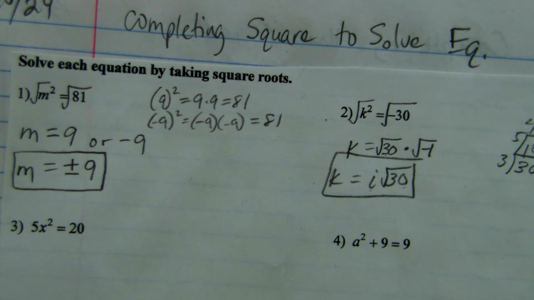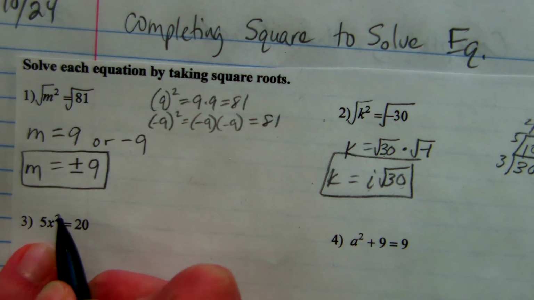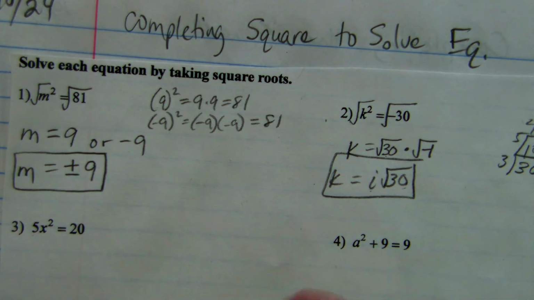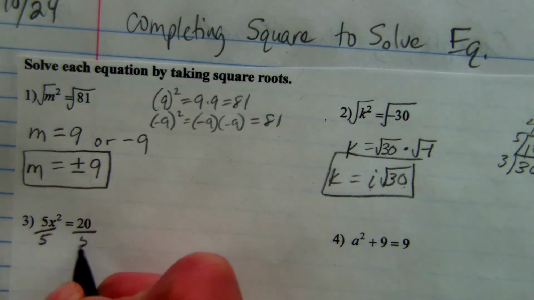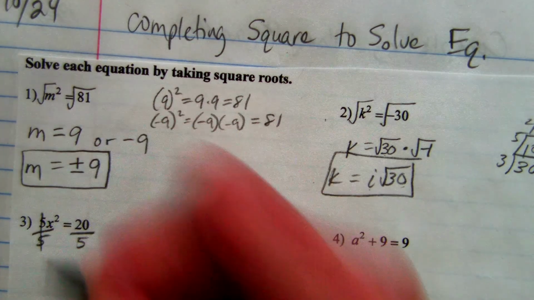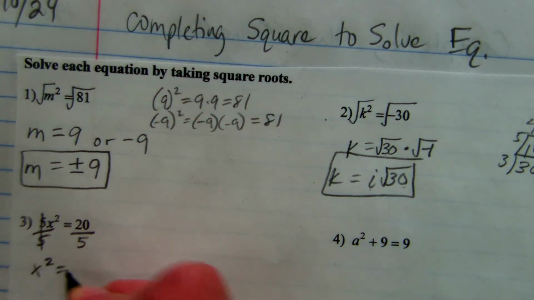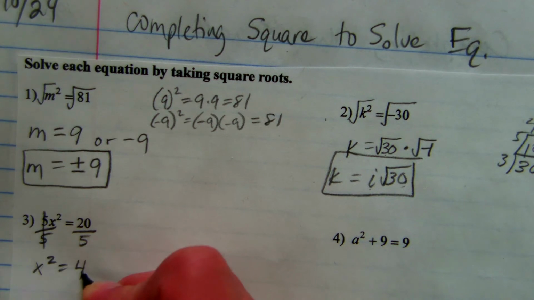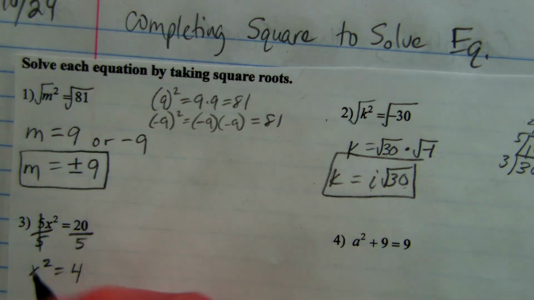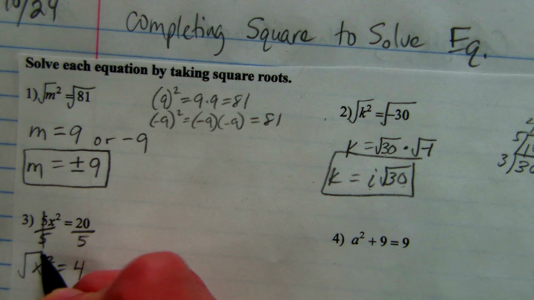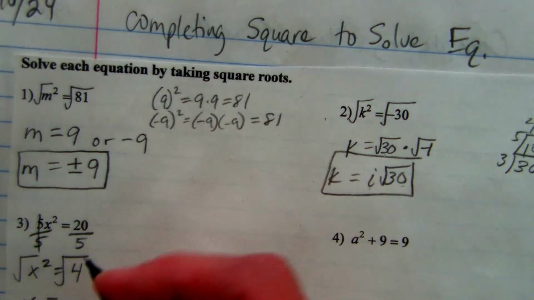So let's go down to number 3. Number 3 has a 5 in front of the x squared. We just treat it like you would a normal equation. My first step would be to get rid of that 5 by dividing both sides by 5. And that's nicer anyway because then I get x squared equals 4, and that's going to be an easier number to work with. So to get rid of the squared, we square root. And we just need to remember there's two answers.